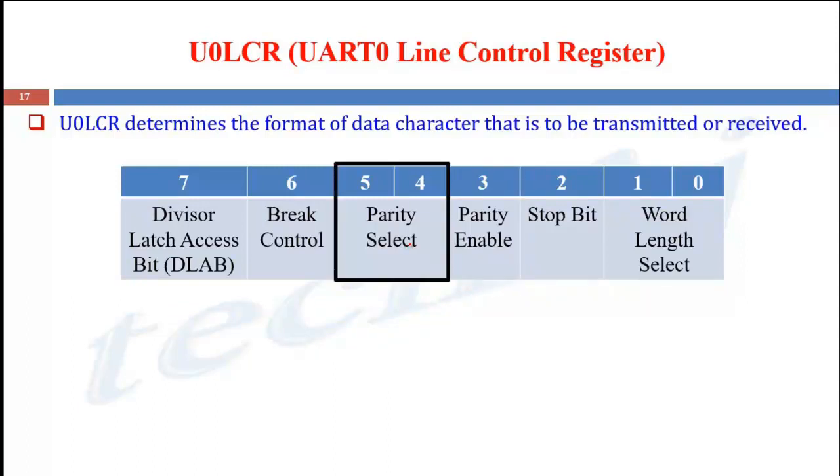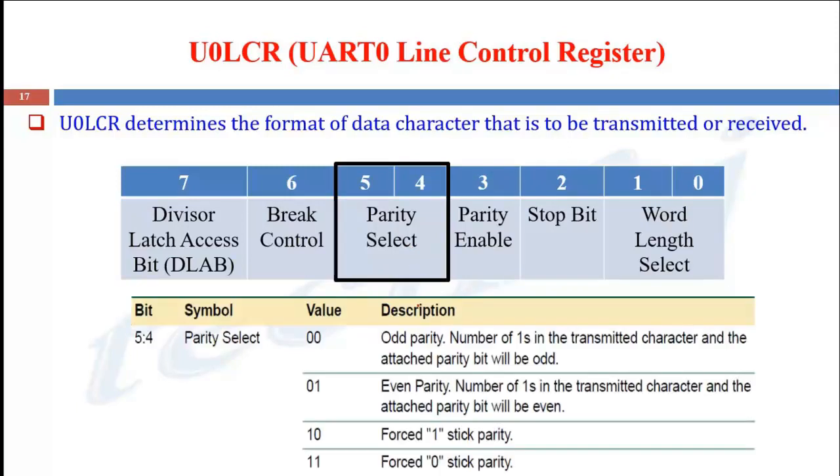Next 2 bits are parity select bits. If these 2 bits are 0, 0, it will select odd parity. For 0, 1, even parity. For 1, 0, forced 1, stick parity, and 1, 1, forced 0, stick parity.